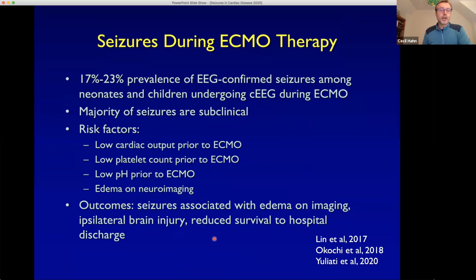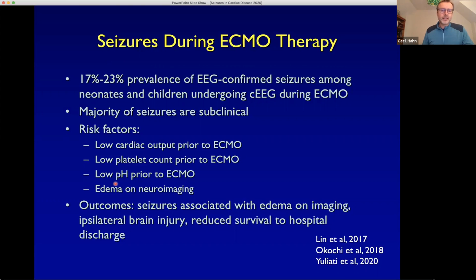Seizures are also fairly common during ECMO therapy. And in a couple of sites that have been doing ECMO therapy with continuous EEG, they found a prevalence of about 17 to 23% of EEG confirmed seizures. Most are subclinical. Here are some risk factors for seizures during ECMO. So low cardiac output or platelet count prior to ECMO, low pH prior to ECMO. And if the neuroimaging showed any kind of edema, that was also a risk factor.